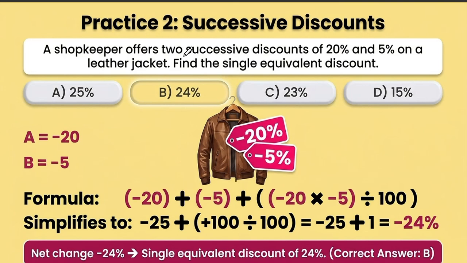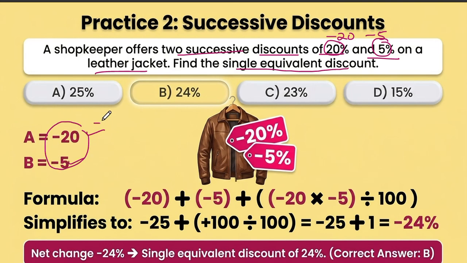A shopkeeper offers two successive discounts. Discount means minus, and how many discounts? Two successive discounts of 20% and 5%. That means minus 20 and minus 5. On a leather jacket, find the single equivalent discount. Both discounts are 20% and 5%, so we have to take minus 20 and minus 5. First of all we will add these values.